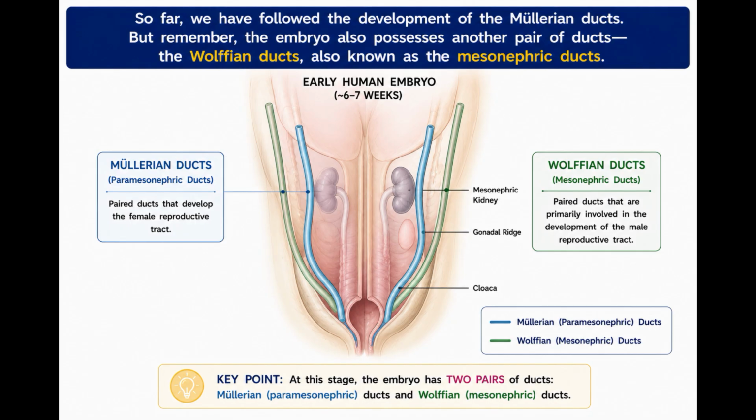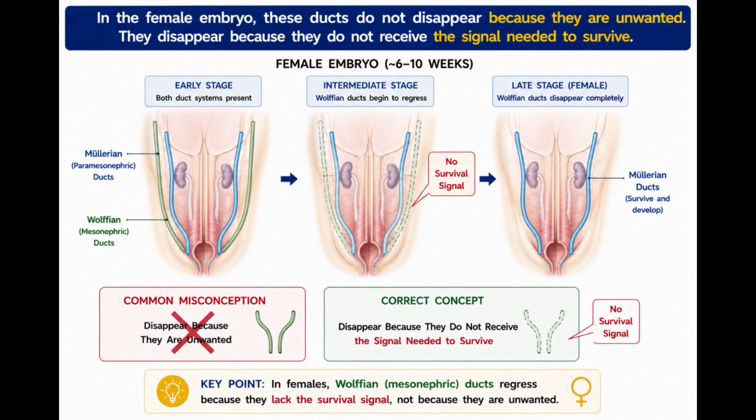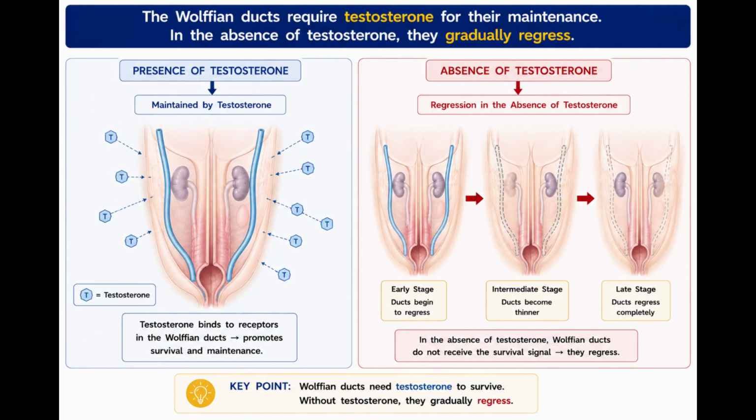So far, we followed the development of the Müllerian ducts. But remember, the embryo also possesses another pair of ducts, the Wolffian ducts, also known as the mesonephric ducts. In the female embryo, these ducts do not disappear because they are unwanted. They disappear because they do not receive the signal needed to survive. The Wolffian ducts require testosterone for their maintenance. In the absence of testosterone, they gradually regress.